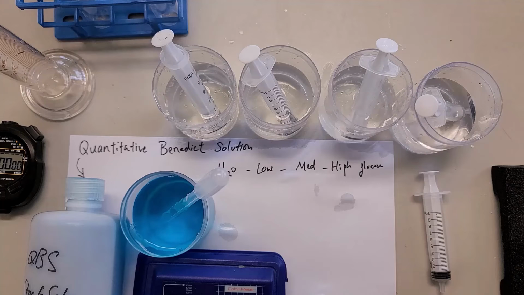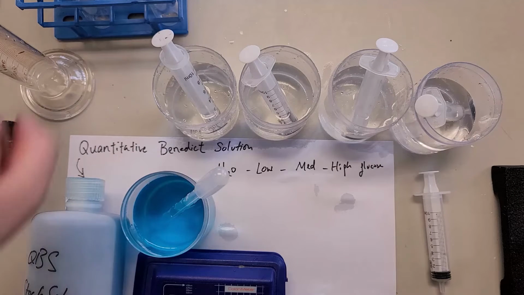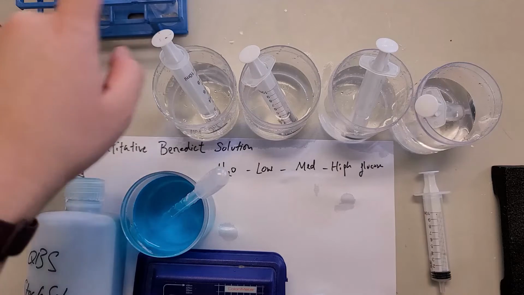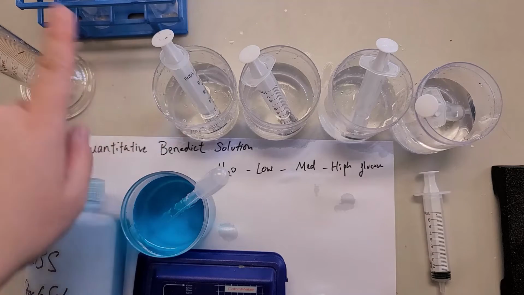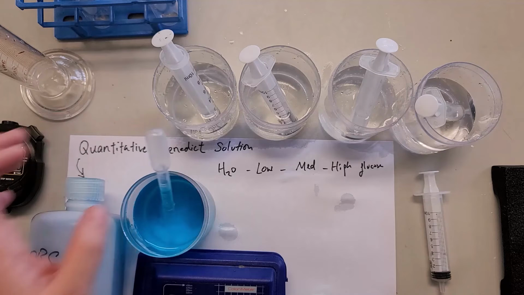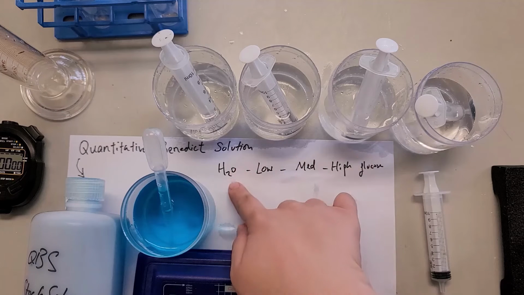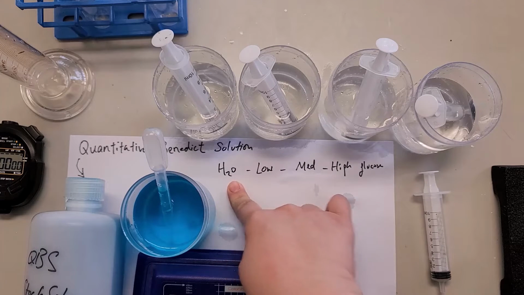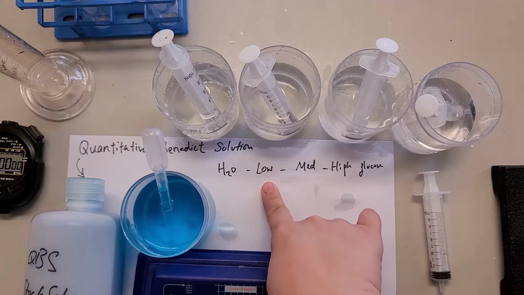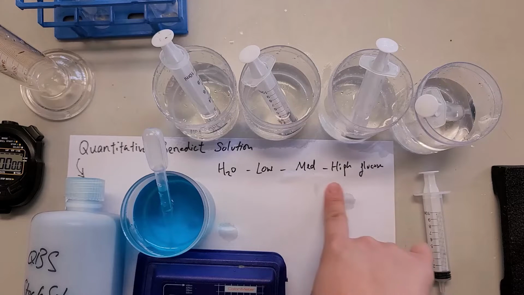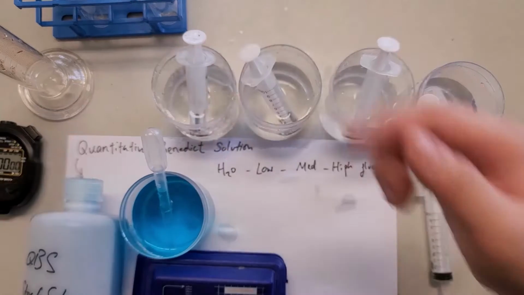And then, according to the manual, you put 3 cm cube of QBS solution into the boiling tube, and later you add the solutions in. Here we have 4 solutions: pure H2O as a negative control, low amount of glucose, medium amount of glucose, and high amount of glucose. So let's get started.